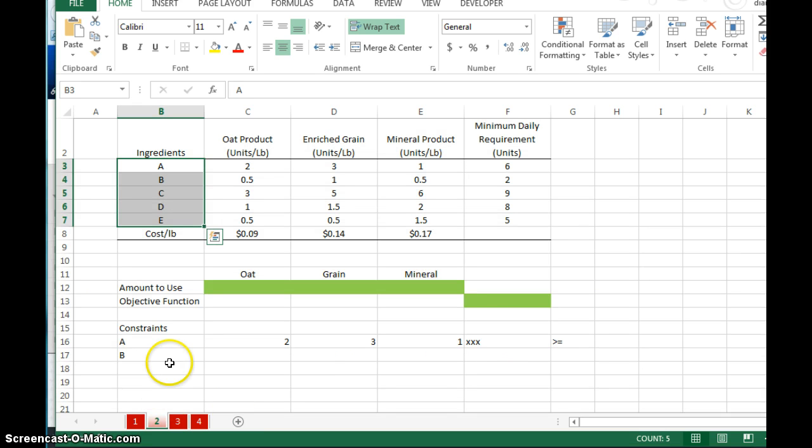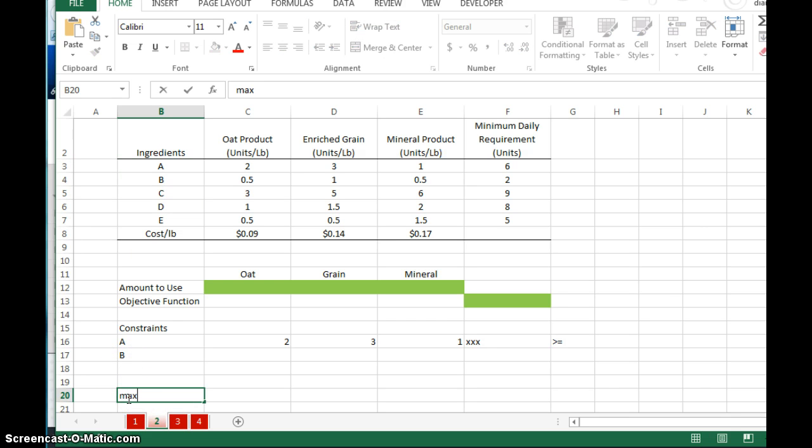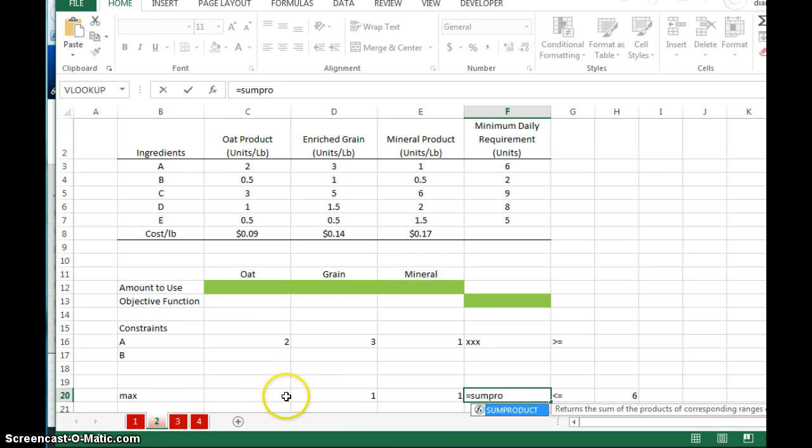So we also have a constraint after we do the A, B, C, D, E ingredients. We're also going to have a constraint that says the maximum number of pounds per day must be less than or equal to 6. So this max ingredient is going to be less than or equal to 6. So we're going to enter a 1 for each 1 pound of feed. And then you'll have a sum product formula here that will multiply this line times the amount to use. And that has to be less than or equal to 6.